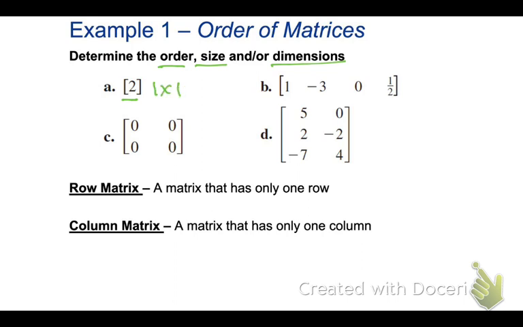So 1 by 1. This B, how many rows do I have? One row. How many columns do I have? 4. What about C? 2 rows, 2 columns. D? 3 rows, 2 columns. So it's row, column.